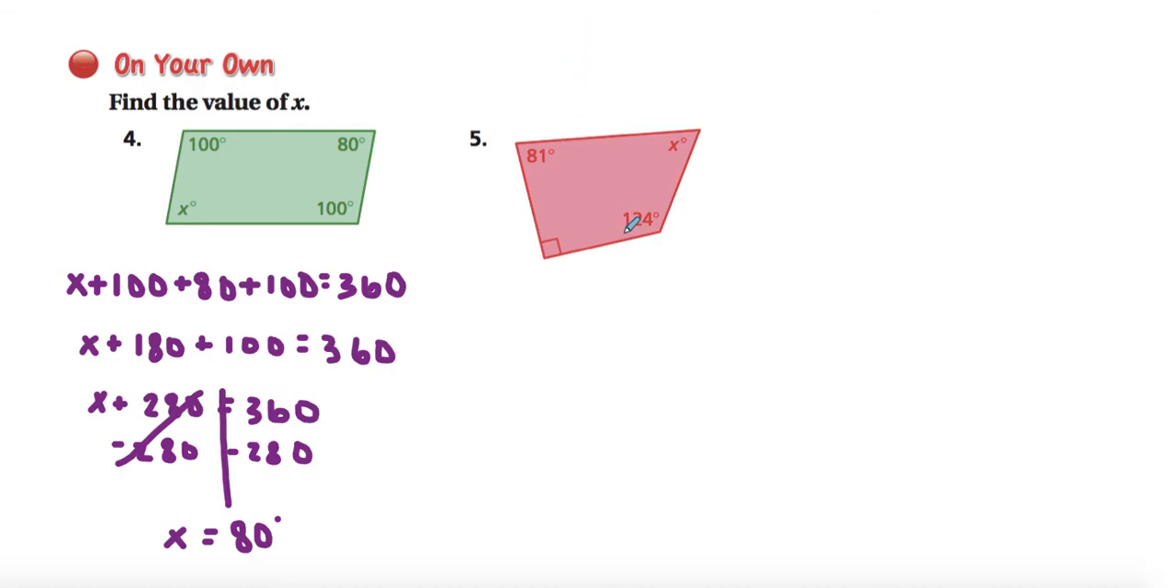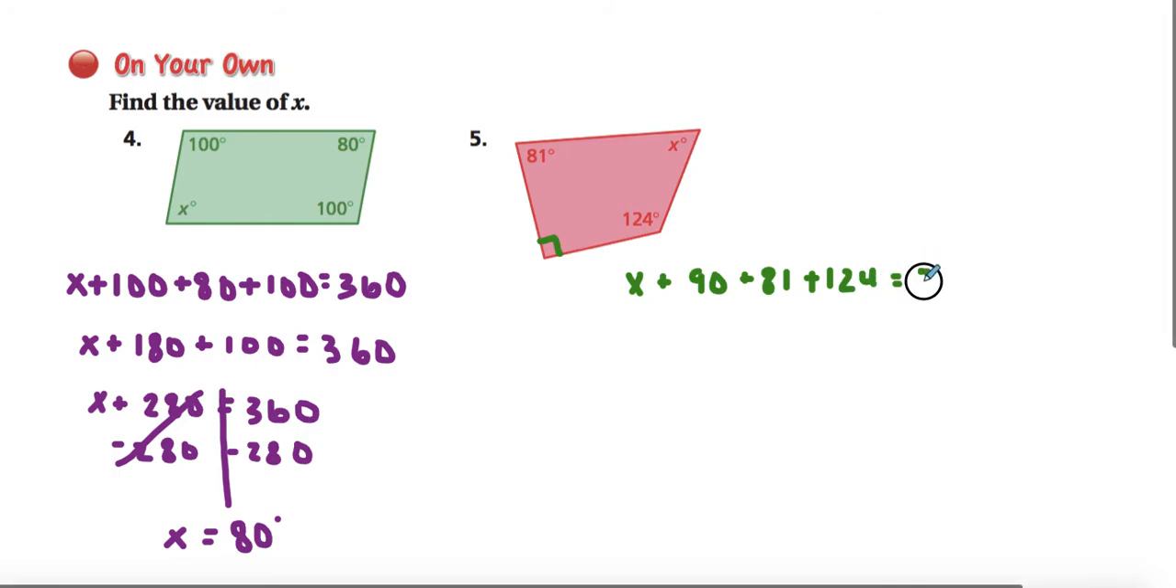And let's look at our last example. Here I am given the angles x, 124, 90, because this symbol represents a right angle or 90 degrees, and 81. So I'm going to set up my problem as x plus 90 plus 81 plus 124 is equal to 360 degrees.